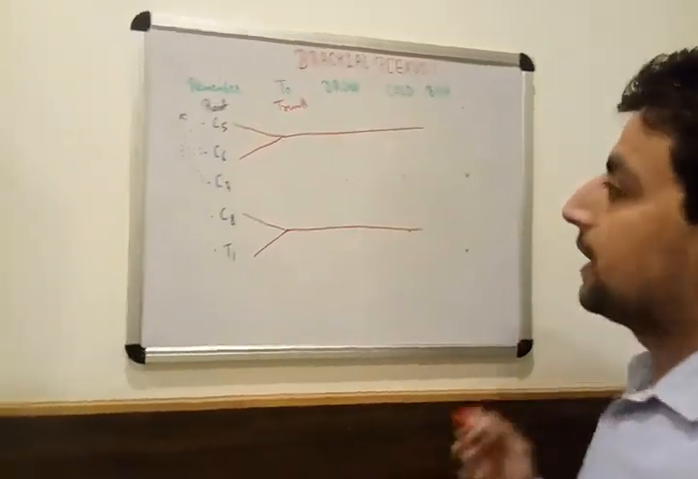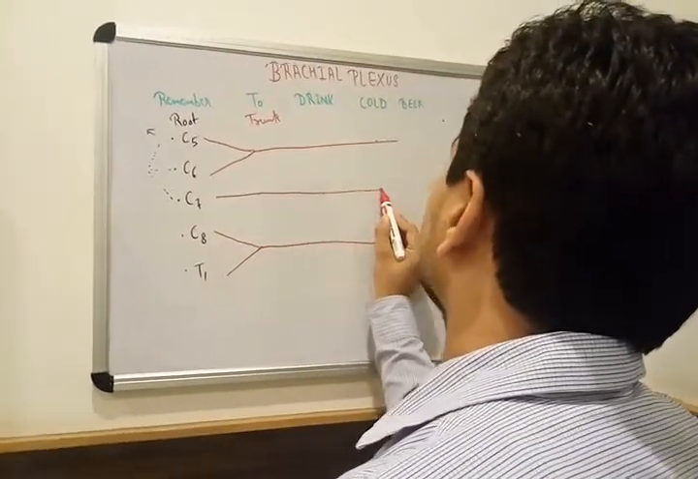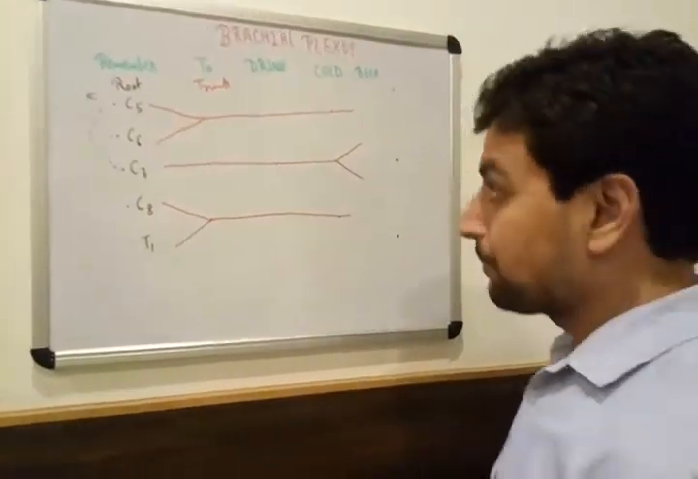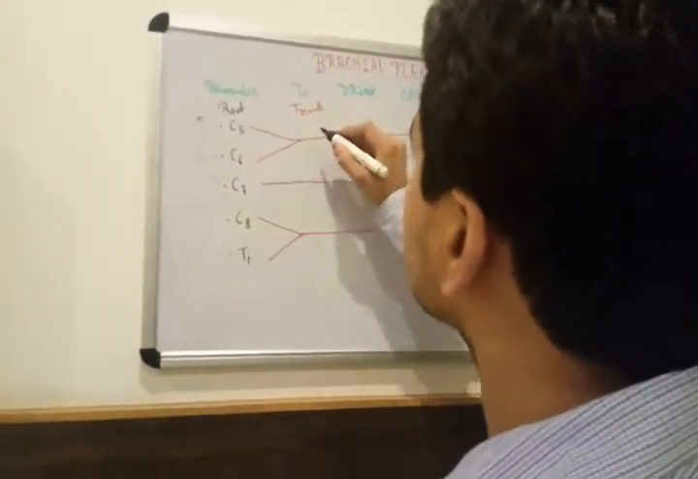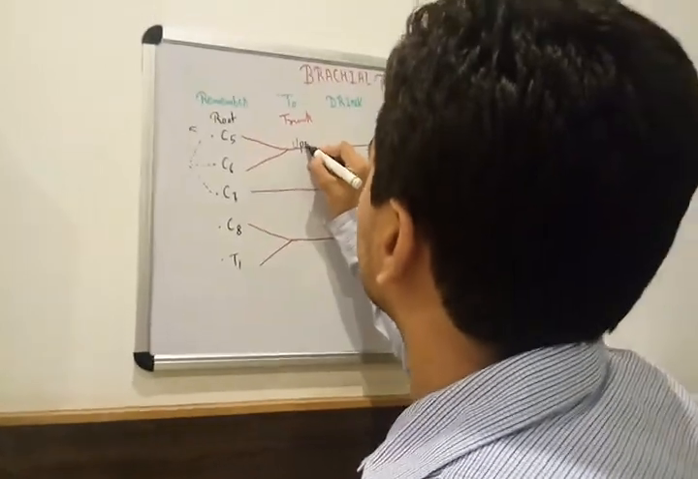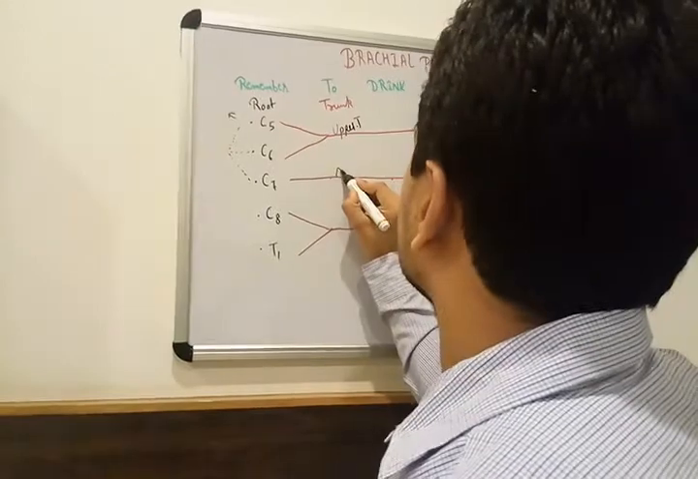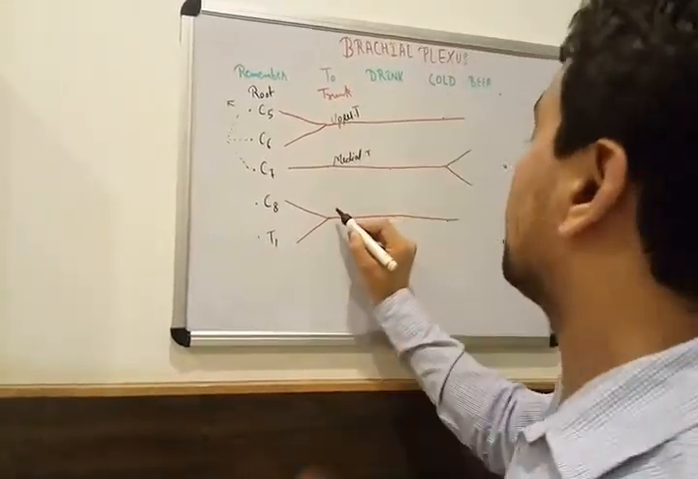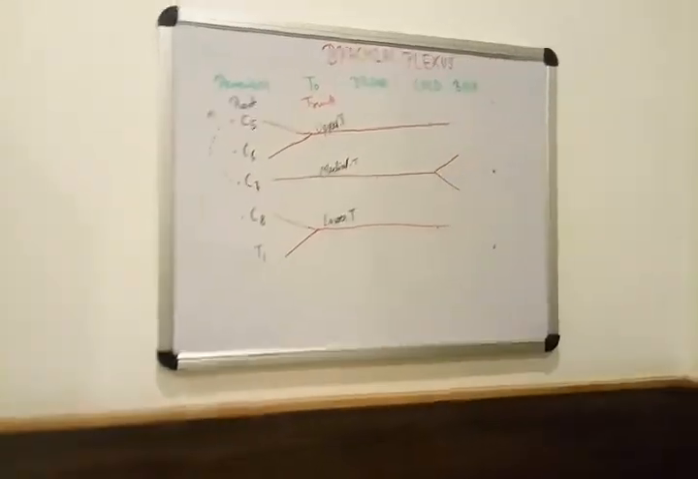Then another one is a reverse Y. This one is a reverse Y. This is the way, like Y here. 3 Ys. Okay, so now we are going to discuss the trunks. What happens with the trunks? C5 and C6 is known as the upper trunk, upper T. And this is the medial trunk, and this is the lower trunk, it's T in his spinal root.